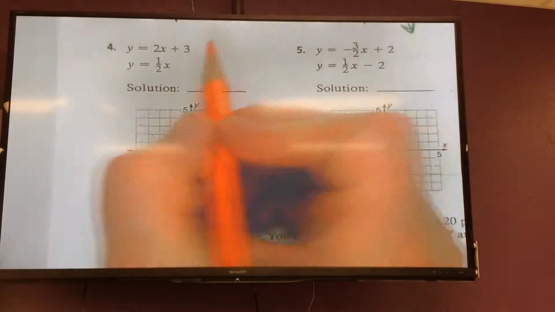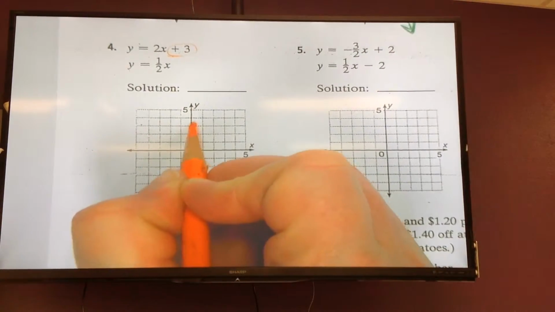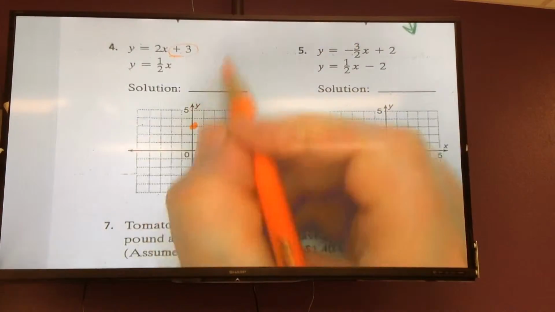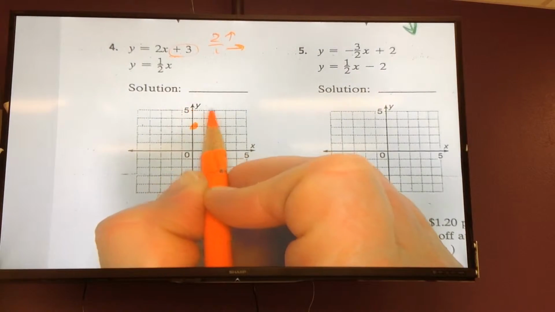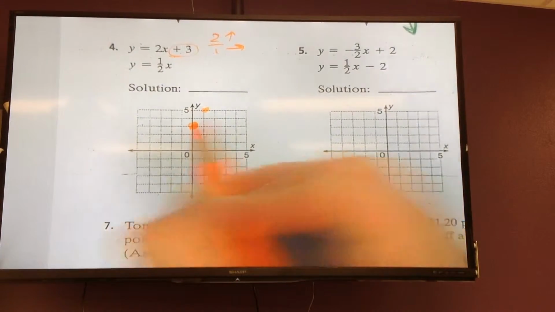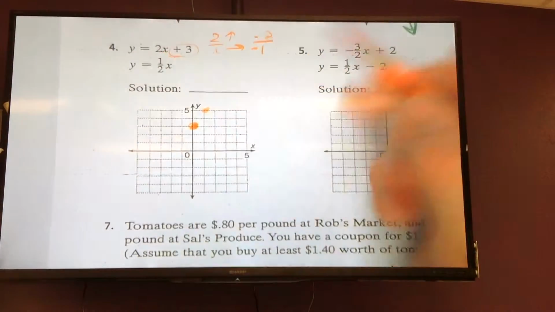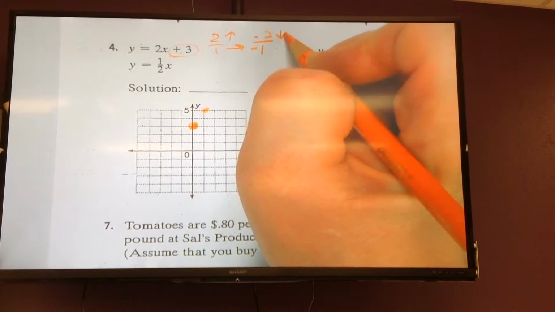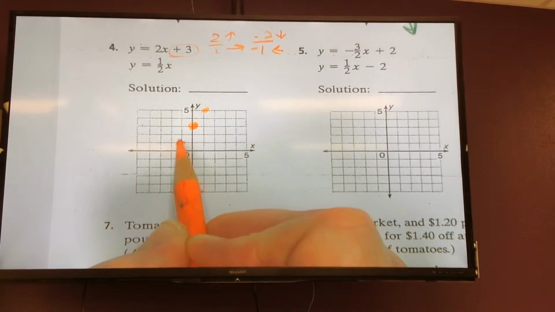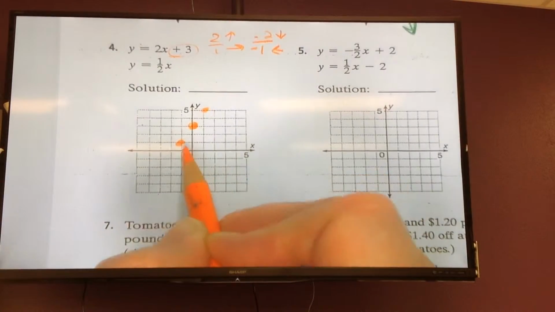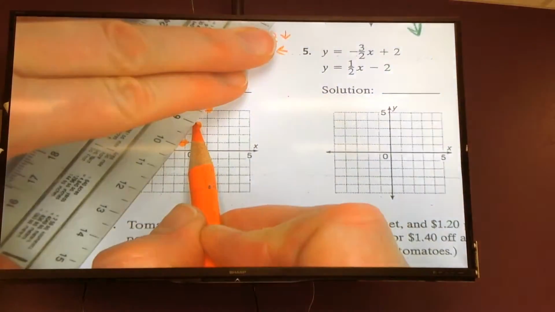Number 4, y-intercept is 3. My slope is 2. That means I'm going to rise up 2, run 1. Now I'm going to write this with 2 negatives also, because a negative divided by a negative would be a positive 2 also. So that means I could go down 2 and to the left 1 from that other point on the y-intercept. Now if I connect my dots, I've got my first equation graphed.